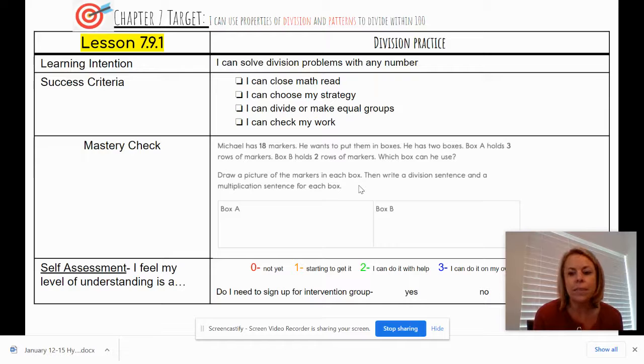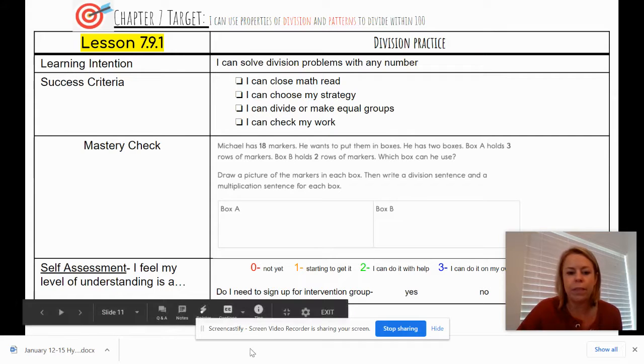In order to be successful doing that, I can close read, I can choose my strategy, I can divide or make equal groups, and I can check my work. So this time we are working with word problems, and you're going to have to read the word problems carefully. And just like we always do, figure out what you're trying to solve and what's important and going to help us solve those problems. So we're going to start by watching a short video, and then we are going to try a practice problem together.